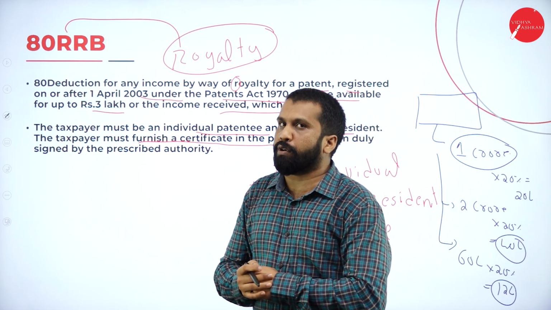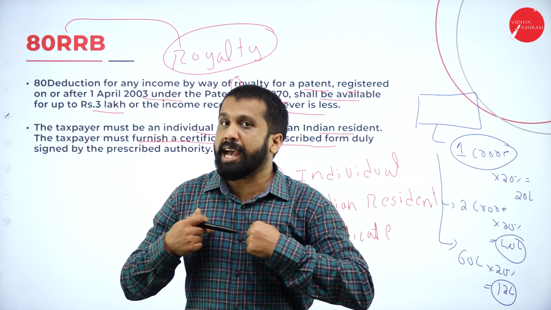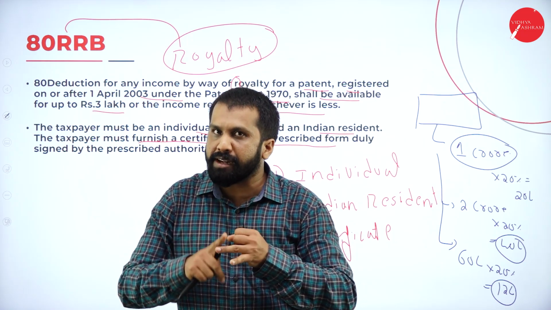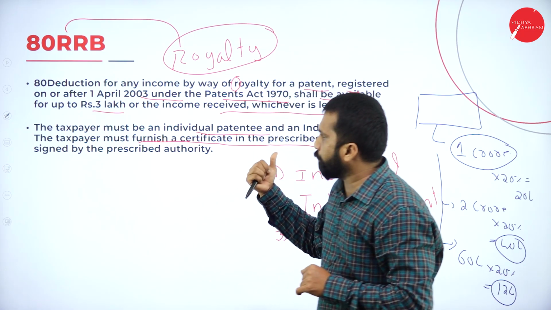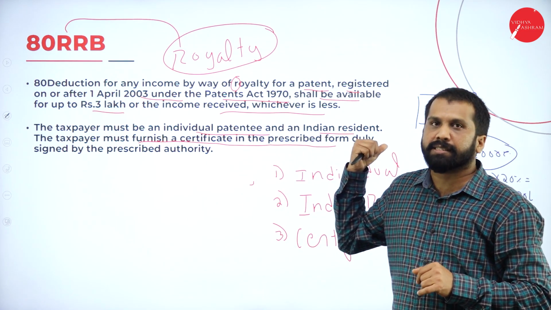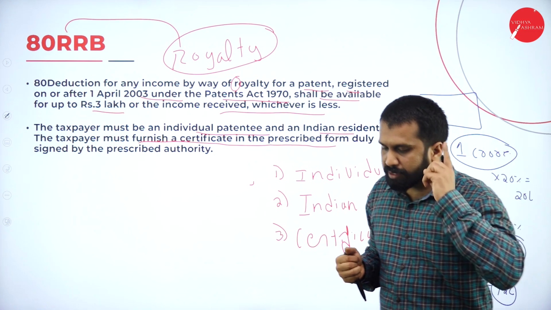What are the rules you should follow? You must be an individual. I must be an individual. I must be an Indian resident. I must show this certificate as per the prescribed form that income tax says. Hope you are clear with 80RRB. Good.